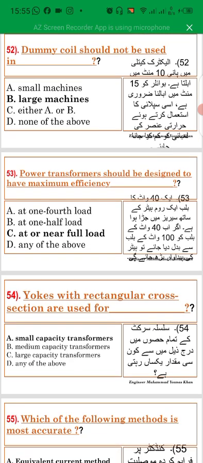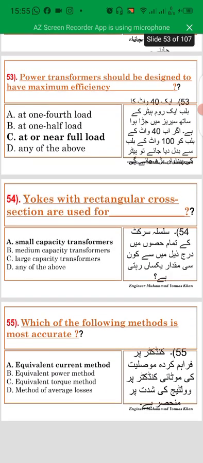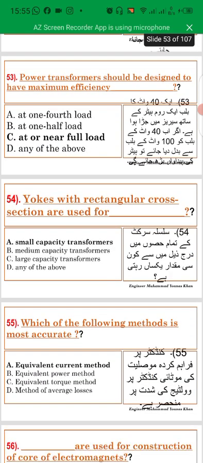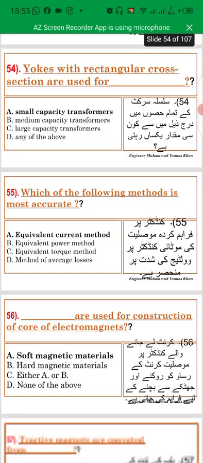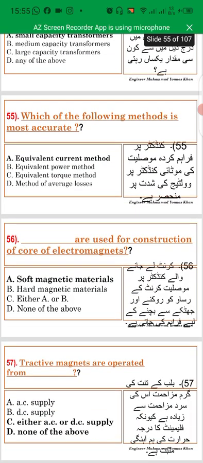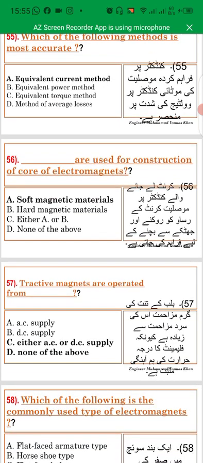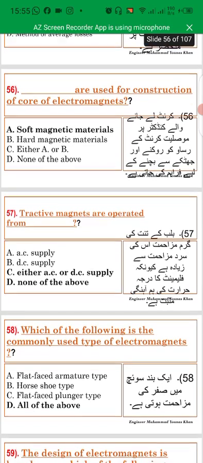Power transformers should be designed to have maximum efficiency at or near full load. Yokes with rectangular cross section are used for small capacity transformers. Which of the following methods is most accurate equivalent current method? Soft magnetic materials are used for construction of the core of electromagnets.